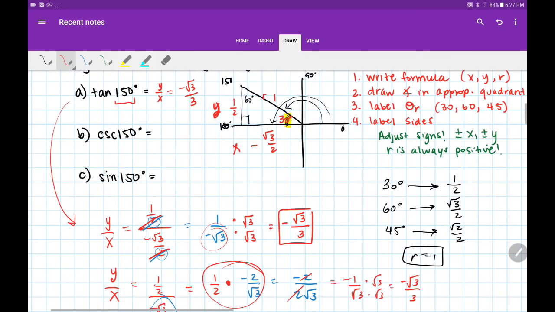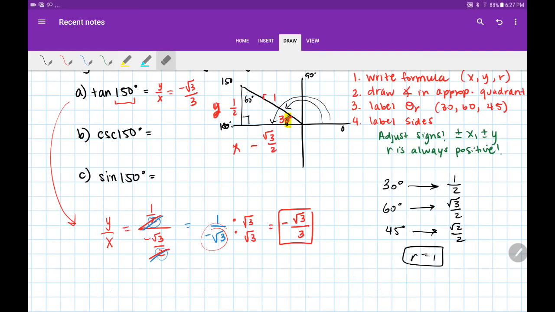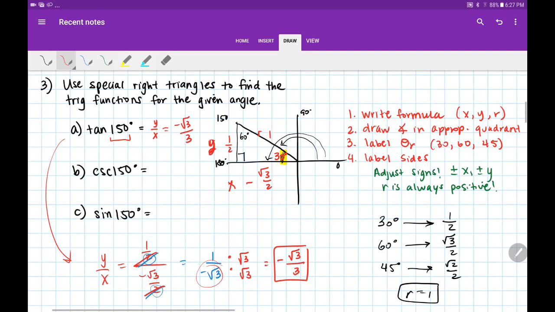Next, let's work with cosecant. So cosecant is the reciprocal of sine theta. And if sine is y over r, then cosecant is going to be r over y. Notice that we're dealing with the same angle, so I don't need to redraw anything because I've already drawn 150. I've already labeled my reference angle as 30, and I've already labeled my y, x, and r sides. So I just need my r, which is 1, over my y, which is 1/2.